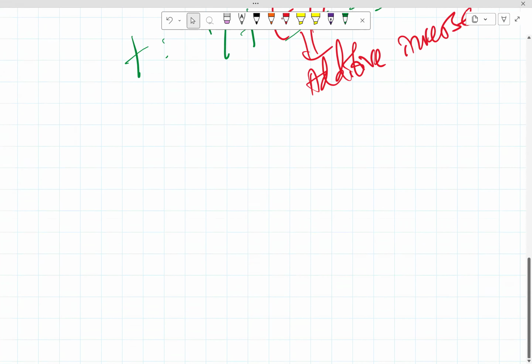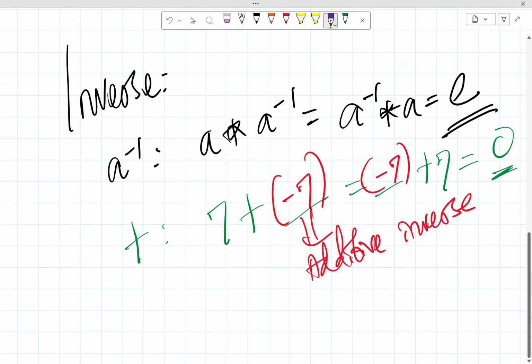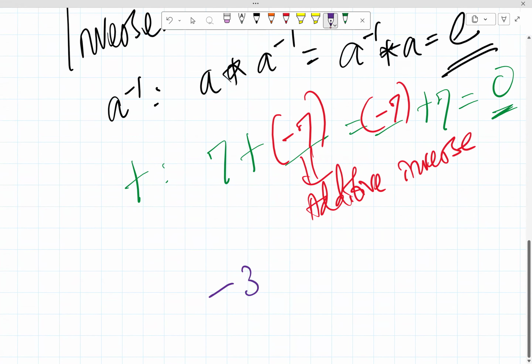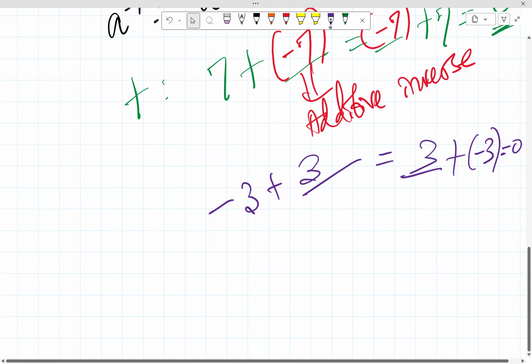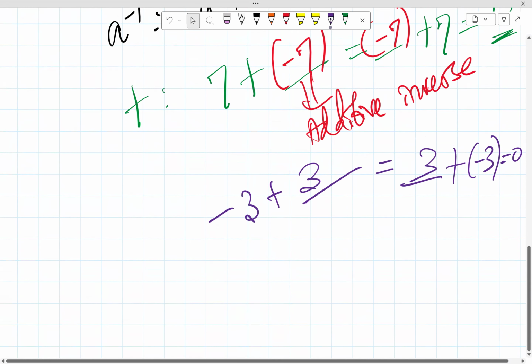So, still talking about additive inverse, we could actually say that if you have minus 3, what will you add to minus 3, or what will you add minus 3 to, that will always give you 0? That is simply plus 3. That's simply the positive 3. That's the idea under addition.